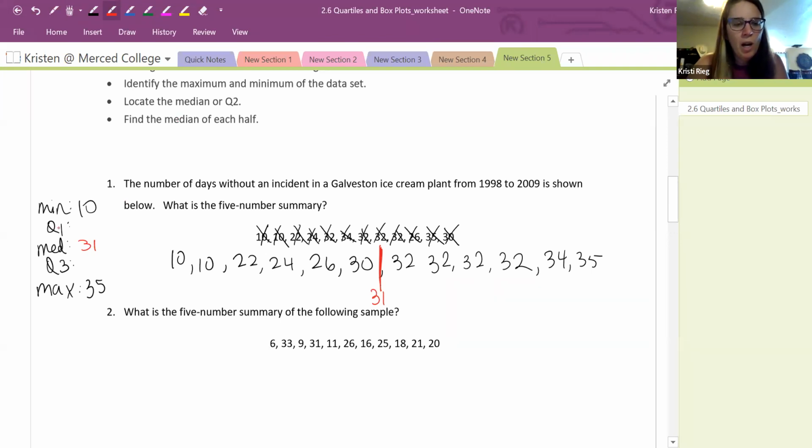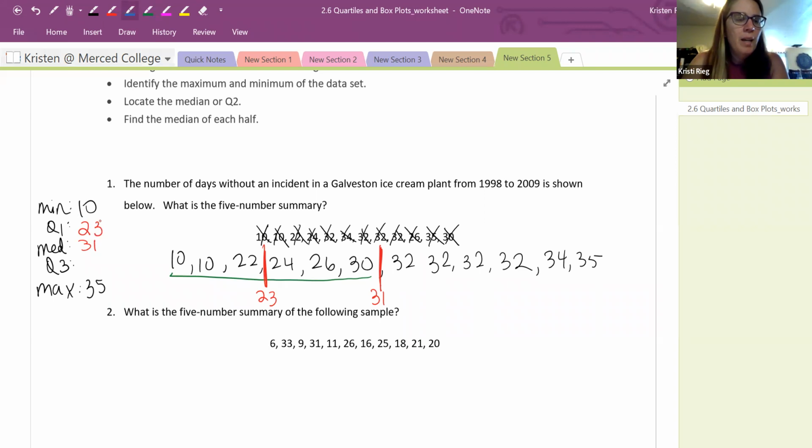All right, now the last thing is to find Q1 and Q3. Well, Q1 is halfway between the start and the middle because it's that quarter mark. So I just have to find the median of the first half. Looking at only these numbers underlined in green, of those numbers, what's in the middle? Well, there's 6 numbers, so I need 3 on each side. So it's going to be halfway between 22 and 24. So the first quartile is 23.